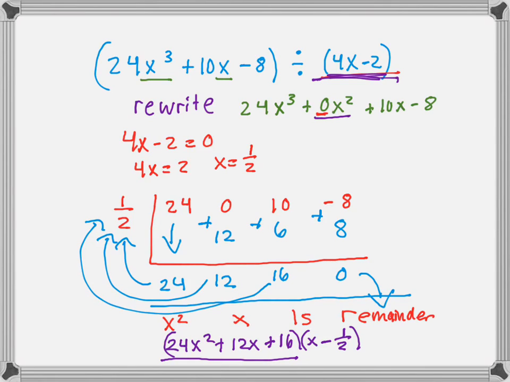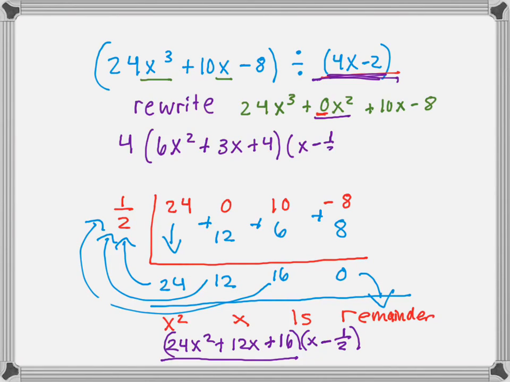So luckily for us, I'm just going to erase some of this at top. Luckily for us, the 24, 12, and 16 all have a common factor of 4. So I'm just going to rewrite up here. We're going to pull out a 4 from each of the factors. So we have 4 times 6x squared plus 3x plus 4 times x minus 1/2. And now we're going to distribute the 4 into this x minus 1/2, which makes it 4x minus 2, which is the same as above.